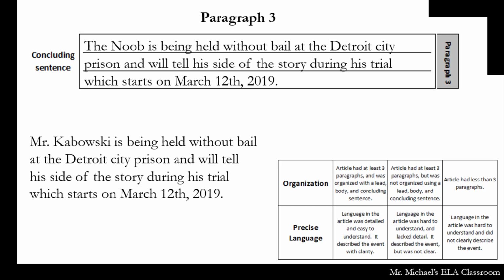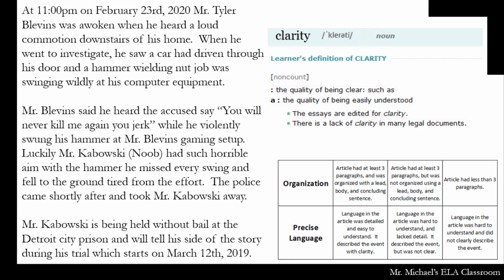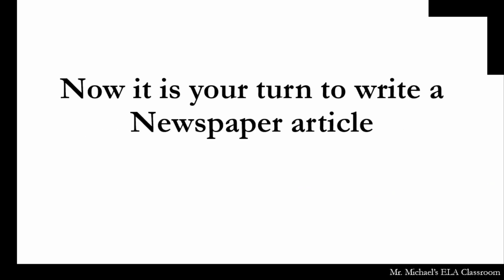So if we look at the organization, it has 3 paragraphs, 1, 2, 3, and was organized with a lead we have right here, body, which is our details right here, and a concluding sentence. So we have full marks for organization. And the language in the article was detailed. What kind of nut job was he? He was a hammer wielding nut job. So this is precise language here and easy to understand. I don't think there are any very difficult words in this. And it described the event with clarity. So if you do that, you're going to get a full mark on your assignment, which is this.